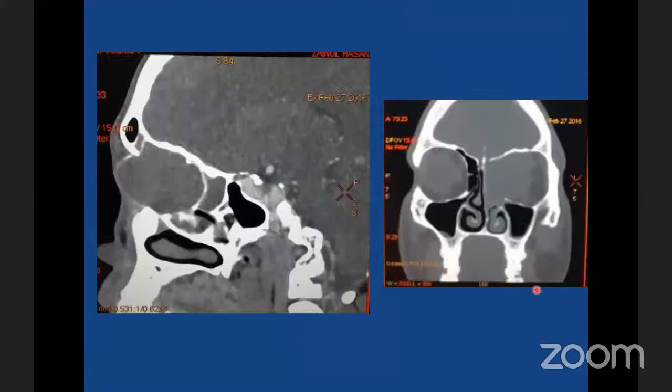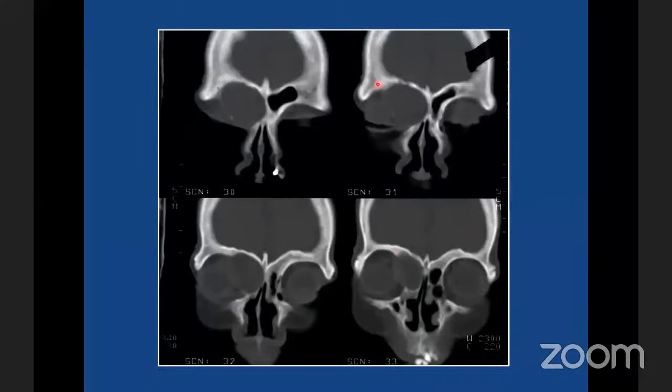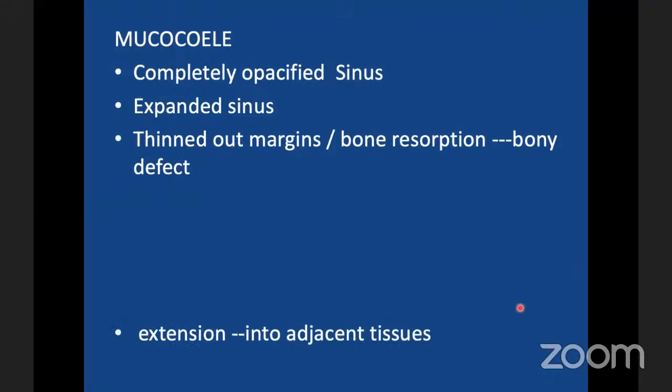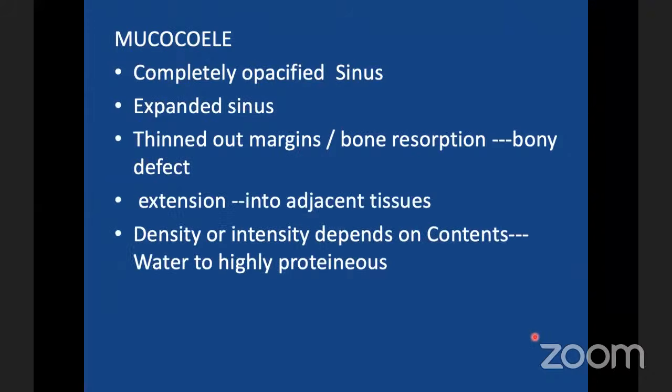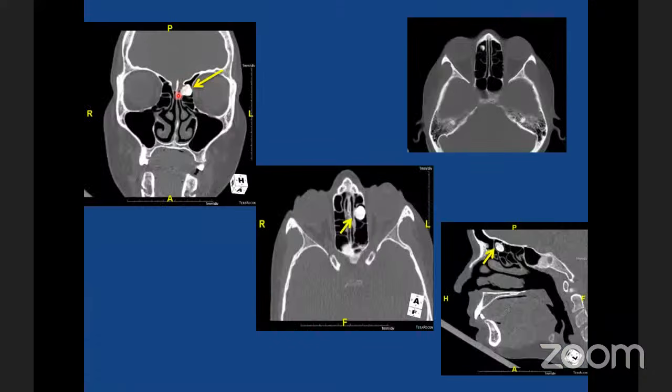So basically, it is complete opacification of the paranasal sinus, whichever it is that is involved. Like here, it is involving a part of the frontal sinus, supraorbital air cell, complete opacification, non-enhancing, pressure erosion, and it is abutting the eyeball. So just showing you the bone window that it is pressure erosion. So I've already told you: complete opacification, expansion, thinning out or bony resorption, and extension into the adjacent structure.